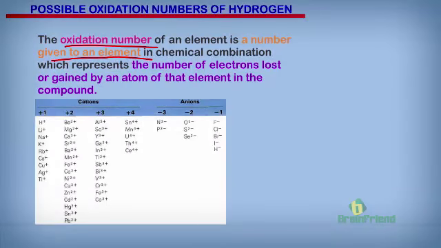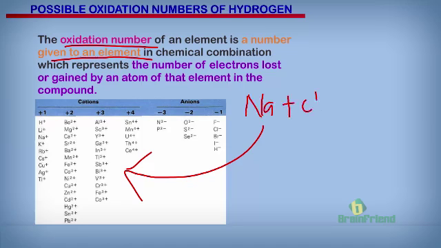Here we have different oxidation numbers of different elements. For example, sodium, when combined with chlorine, in this reaction, sodium will give out 1 electron, to become a sodium ion, while chlorine will accept 1 electron from sodium atom to become a chlorine ion. So sodium will have something of this nature.